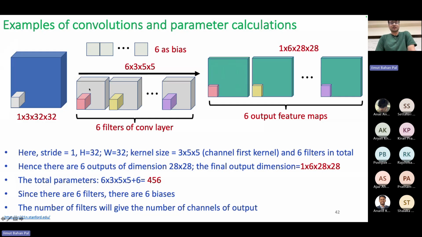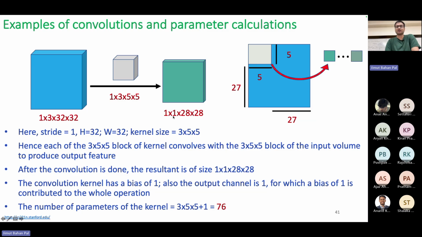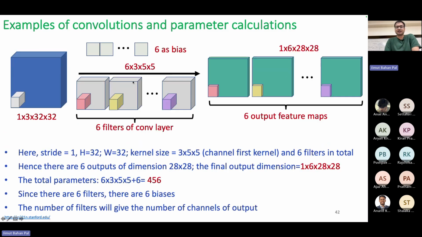Each of these kernels will convolve with the input volume to give one feature map. This will convolve here to give this kind of feature map, and this will convolve with this to give this feature map. So the output volume will be 1 cross 6 cross 28 cross 28. Previously it was a single channel output, 1 cross 1 cross 28 cross 28, and since there are 6 kernels, it will be 1 cross 6 cross 28 cross 28 here.